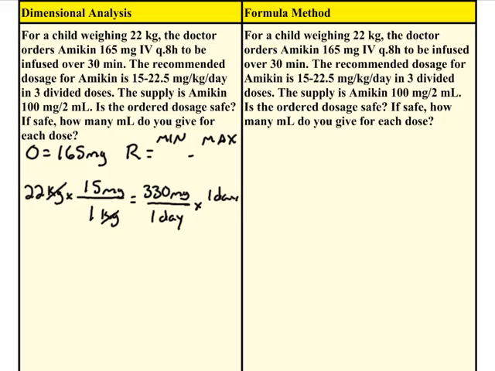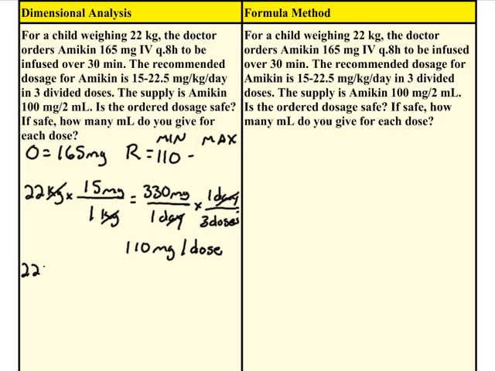Each day gets 3 doses. And if we take 330 milligrams and divide it by 3 doses, we'll discover we're allowed to give 110 milligrams per dose as our minimum safe dosage. We will then have to do the exact same process with our maximum dose.